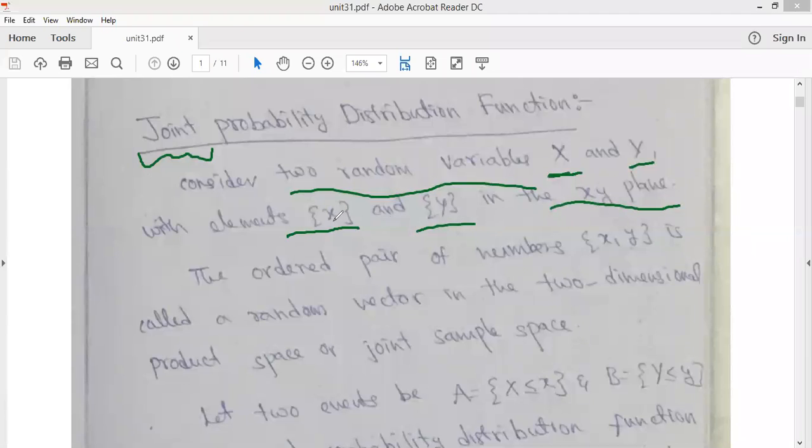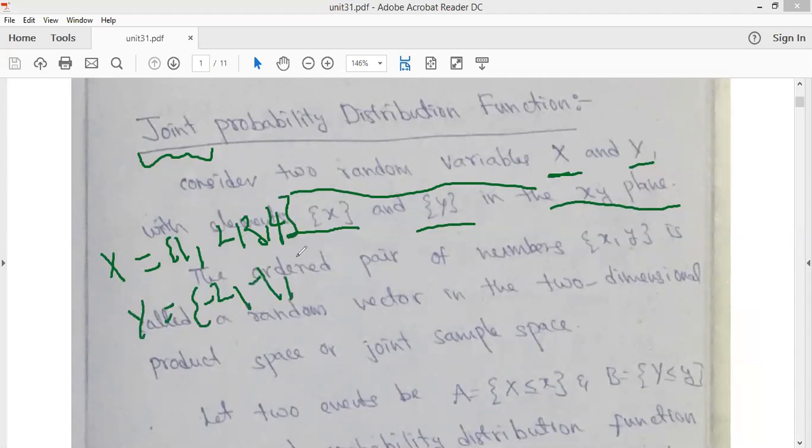Now we find the ordered pairs of x and y. For example, x is given as 1, 2, 3, 4, and y is given as -2, -1, 0, 1.